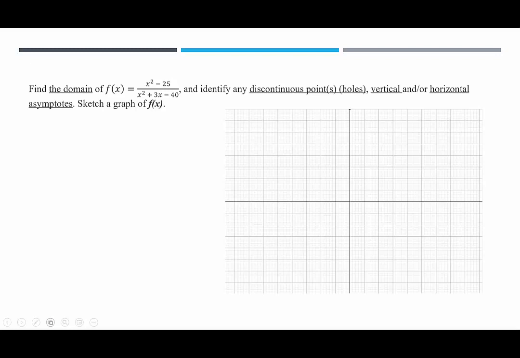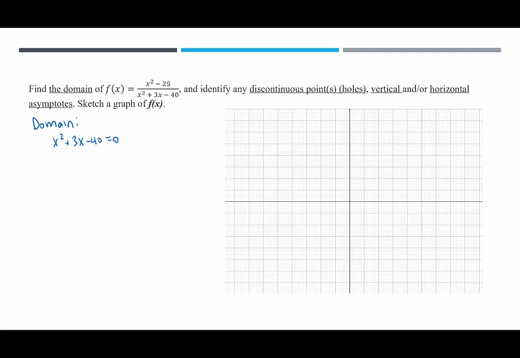a domain consists of all the values of real numbers that we can plug into a function that will produce a real number value as an output. On a rational function, we have restrictions on the domain when the denominator is equal to 0. So to figure out our domain, we need to figure out what's going to create zeros in the denominator. So we're going to look at the denominator, x squared plus 3x minus 40, and we're going to see what gives us zeros in there.